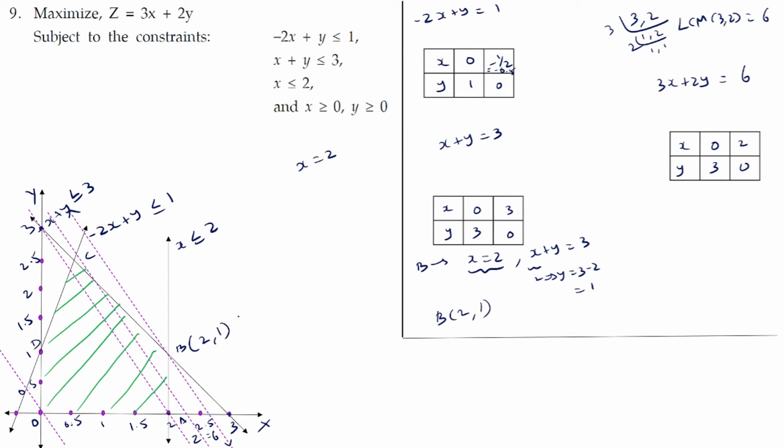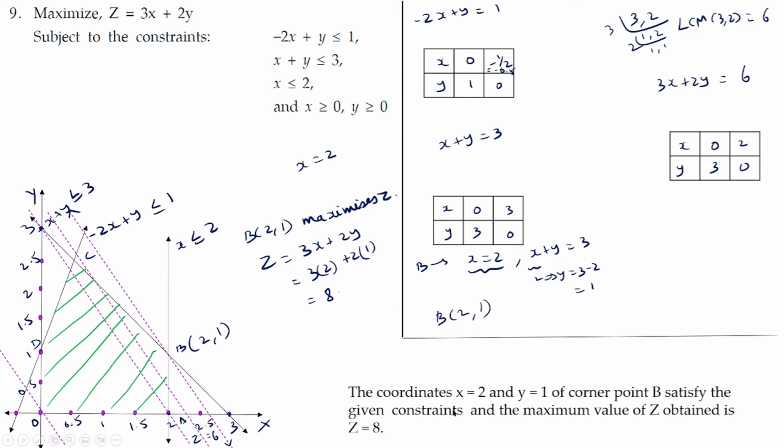So this is the coordinate for B. Here we can see that the corner point B 2, 1 maximizes Z. So Z is 3x plus 2y. When x is 2 and y is 1, we get the value of Z as 8. So the maximum value of Z is 8. Here we have the result. The coordinates x is equal to 2 and y equal to 1 of corner point B satisfy the given constraints, and the maximum value of Z obtained is Z is equal to 8.